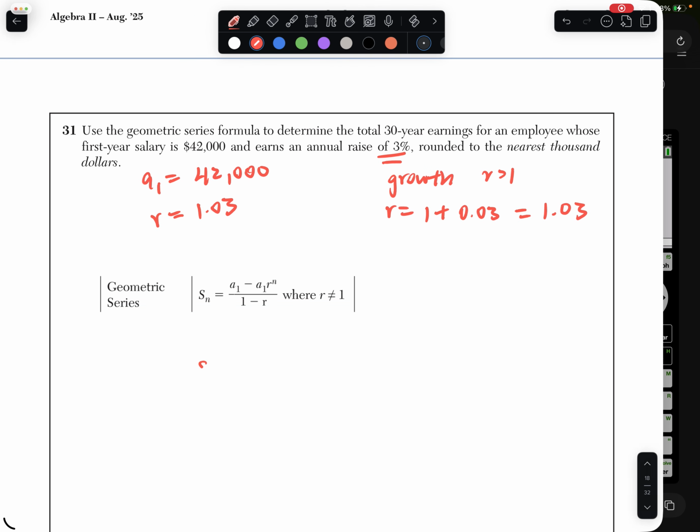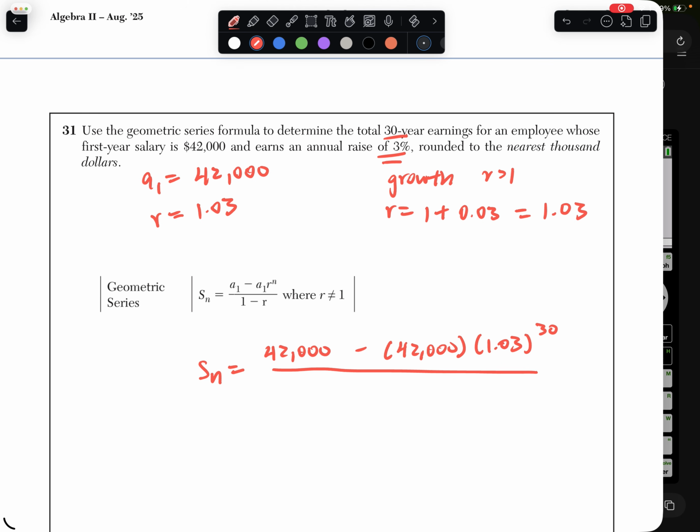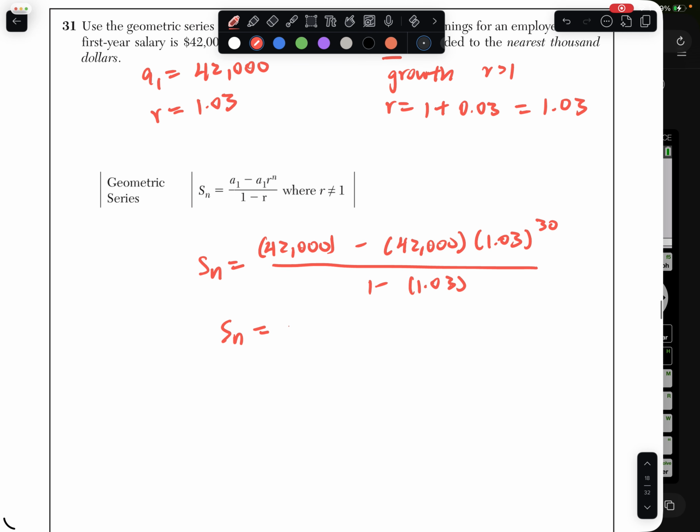So we have S of n is equal to a sub 1, that's my first value, minus the first value times r to the n. So n is 30 years. Or actually my r is 1.03 to the power of 30, and then all over 1 minus the ratio, which is 1.03. All right, plug this into your calculator, and you should get 190. What is it? 1,998,000.